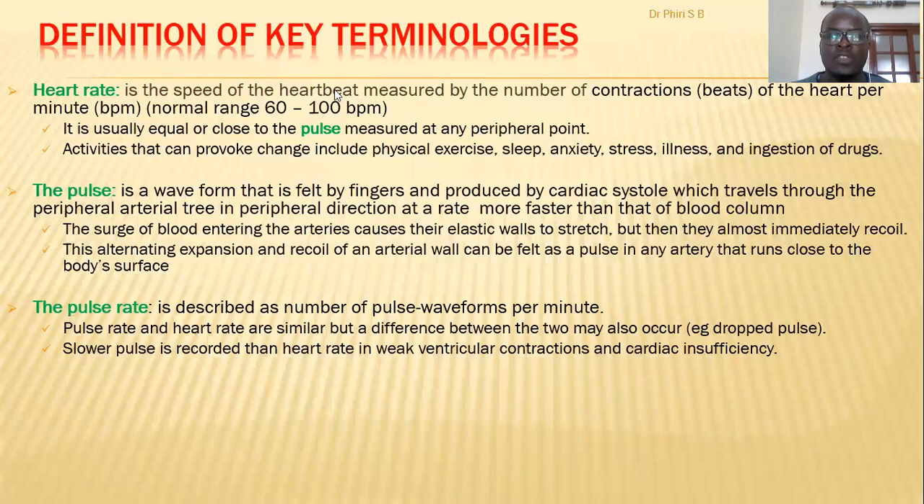A slower pulse is recorded than the heart rate in weak ventricular contractions, and this is referred to as cardiac insufficiency. So you can have cardiac insufficiency whereby the ventricles are not strong enough, they can't stimulate the formation of the pressure pulse wave. So this pressure pulse wave sometimes can be absent. So you're talking of a dropped pulse.